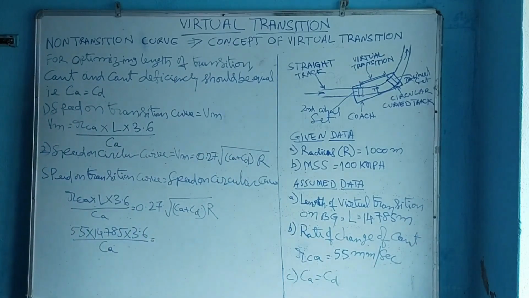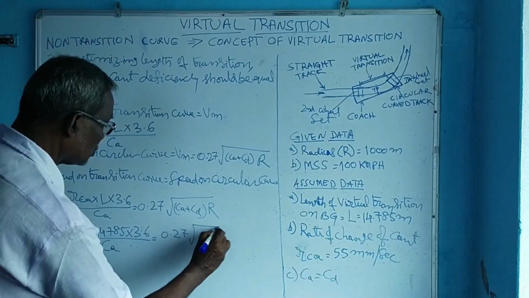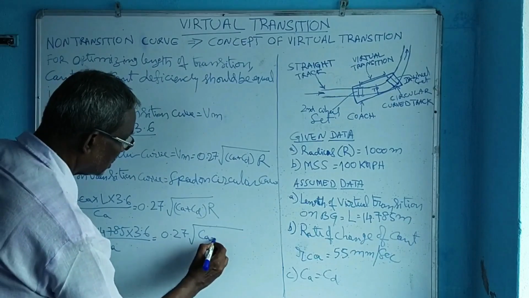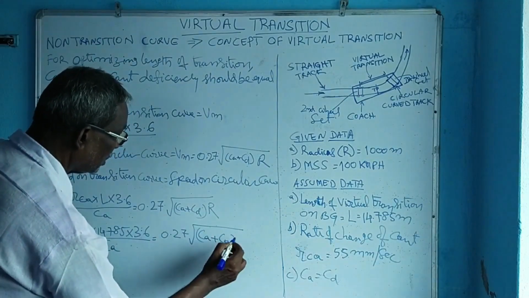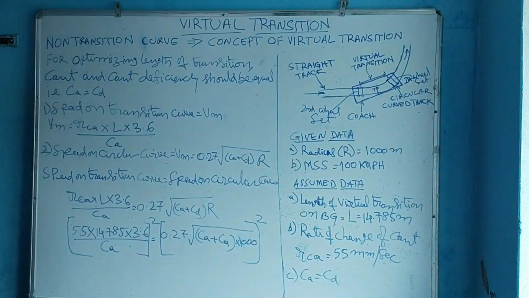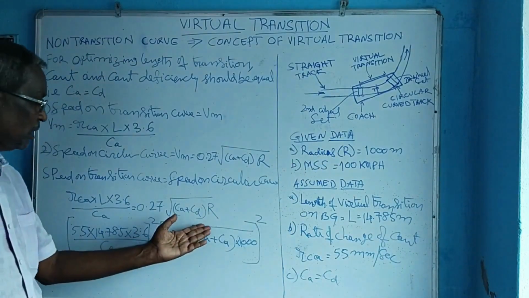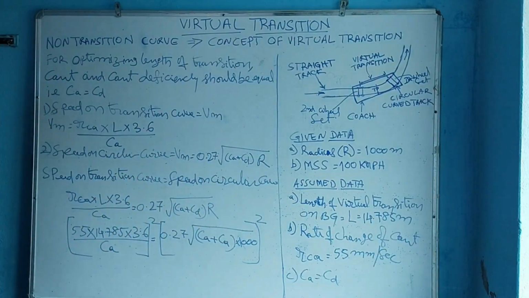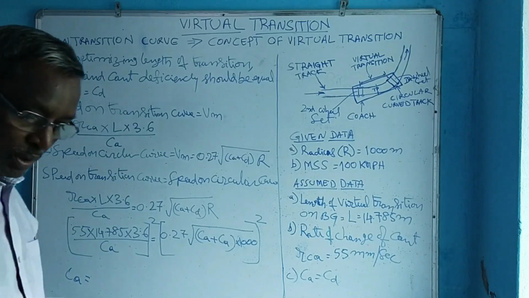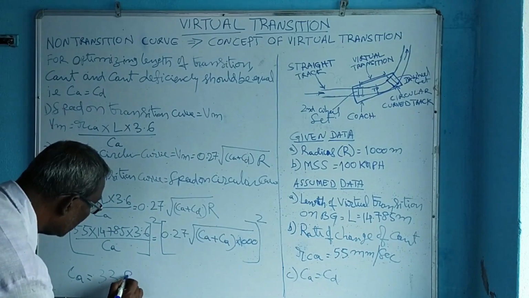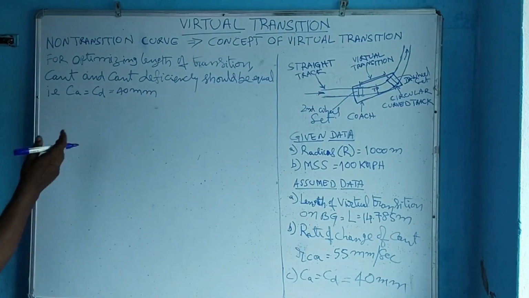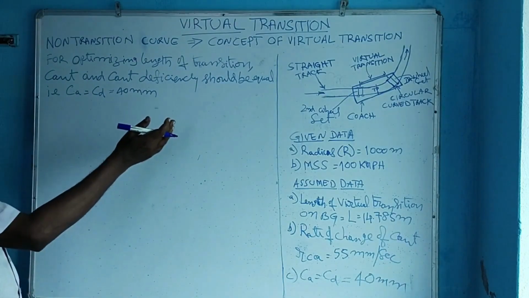That is equal to 0.27 square root of CA plus CD into R, where CD is equal to CA, so that is CA plus CA into R, and R is equal to 1000. Squaring on both sides, this root will go out. After solving, the actual cant is equal to 33.88, say 40 mm.